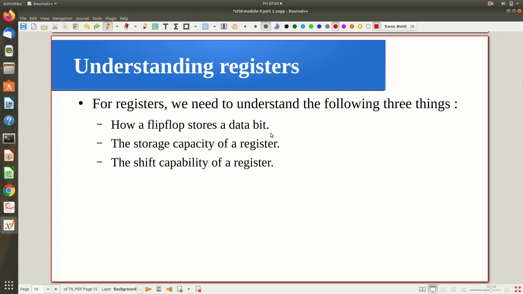Now, what about understanding any register in general? So we are going to understand different types of registers, right? So what are the things you should learn in any register? For a register, we need to understand the following 3 things.